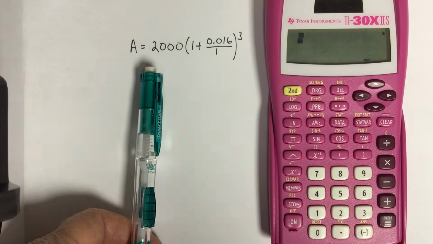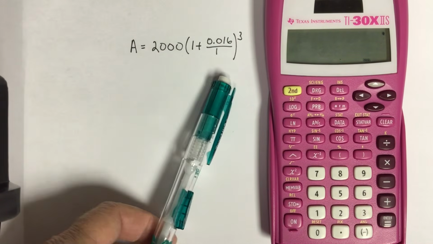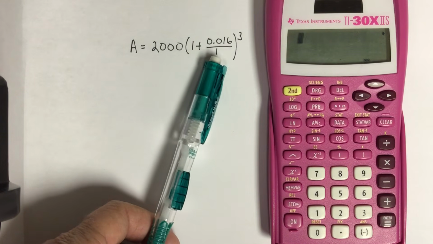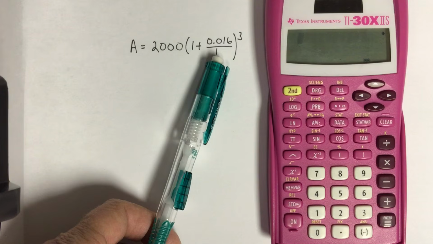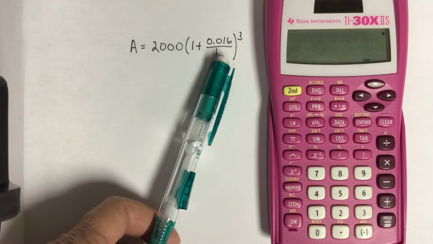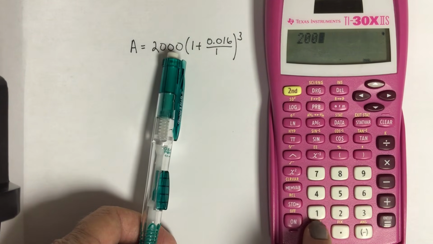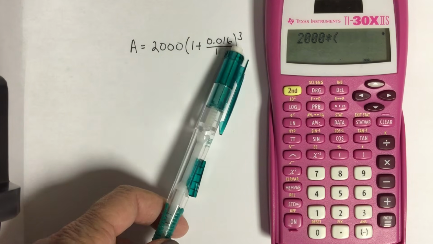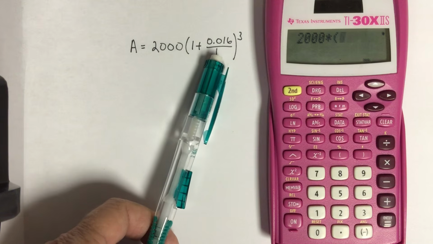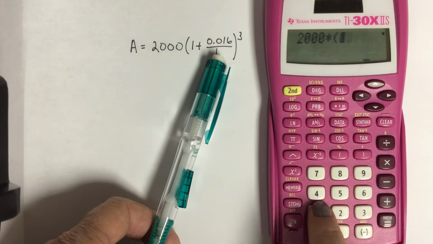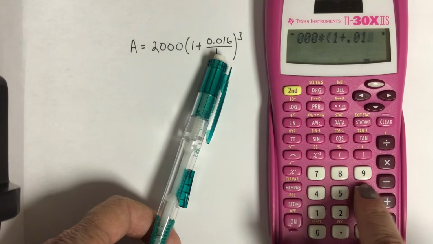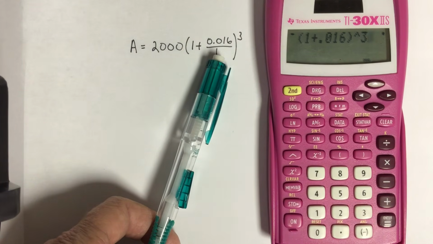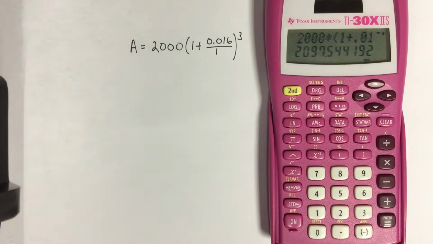I know that you've probably got this, but I did want to point out, because sometimes people don't realize, if you're just dividing by 1, then you don't really have to type that in. So when we type this in, we're going to have our 2,000 times parentheses 1 plus 0.016, and I don't have to type divided by 1. So I could do that, close the parentheses, and then my power. And that's all there is to that.